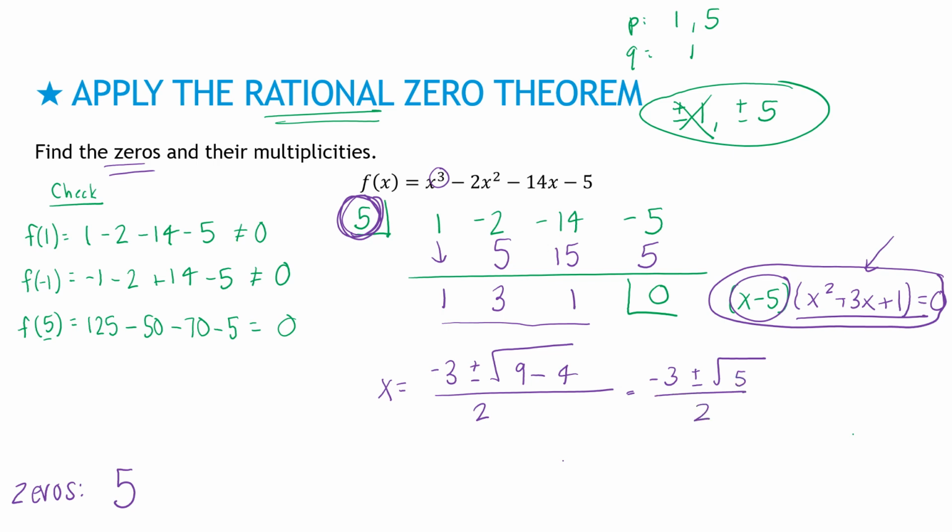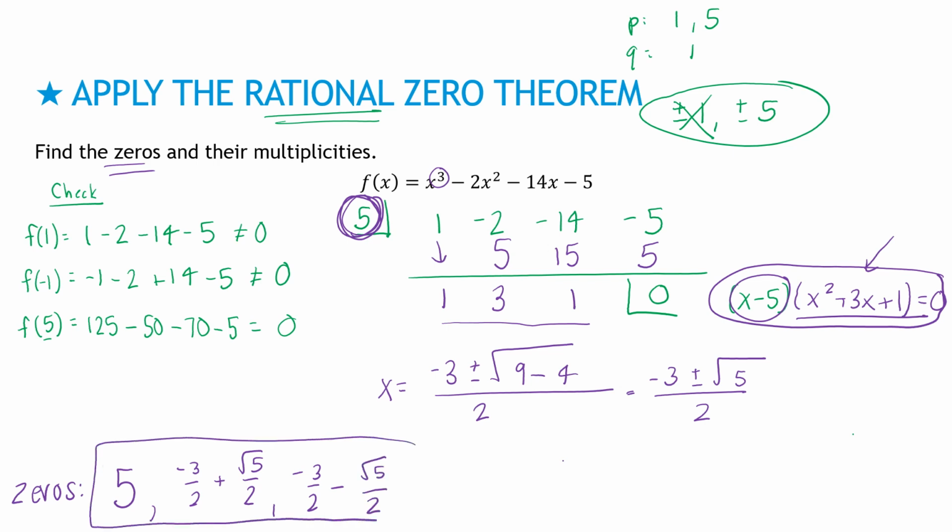So my zeros would be 5, and also negative 3 over 2 plus radical 5 over 2, and then negative 3 over 2 minus radical 5 over 2. That would be all of my zeros. So one rational, and then these are irrational. They're not imaginary yet, but they are irrational because I've got square roots of numbers that aren't whole numbers.